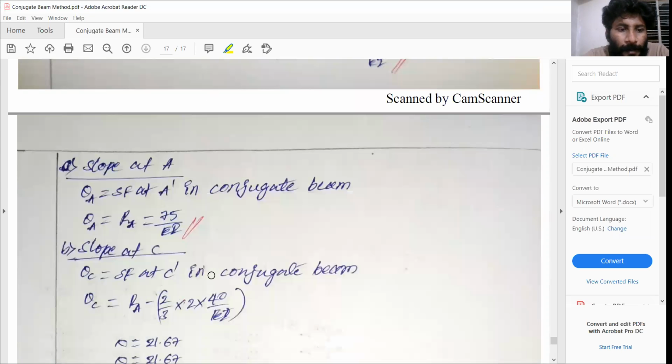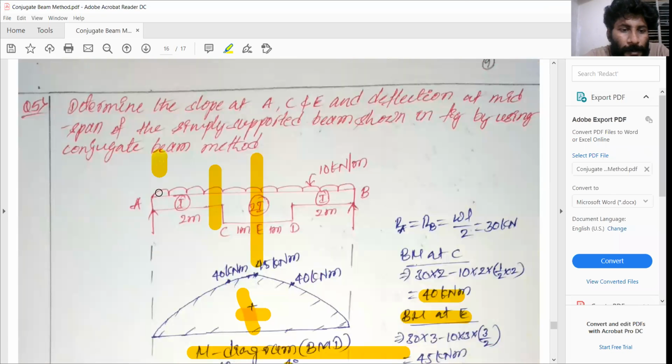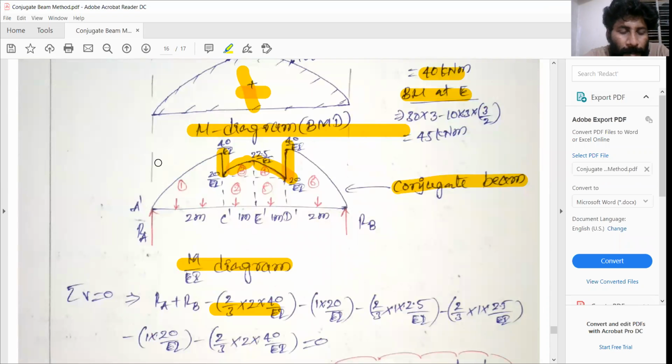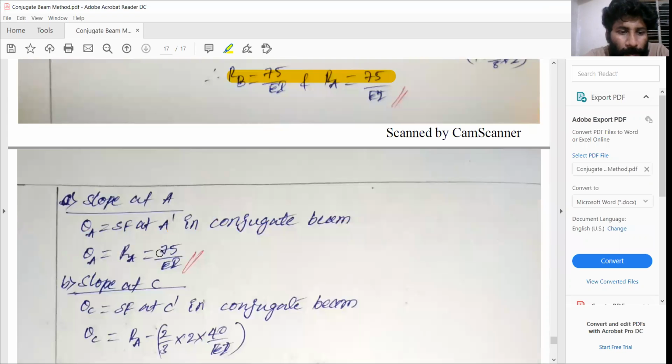After getting RA and RB, we have to find the slope at A. So slope at A means here. This is the deformed shape of the beam. So slope at A is equal to the shear force at A in the conjugate beam. The left of the section is only RA. So theta A is equal to RA, whatever the reaction is. So that will be the slope at A.